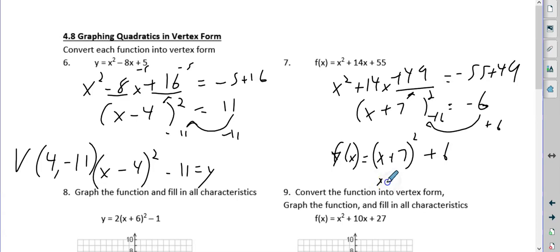Which, remember, this is the same as x minus negative 7. So my vertex is going to be at negative 7, comma 6. Again, didn't have to do that, but just more practice.